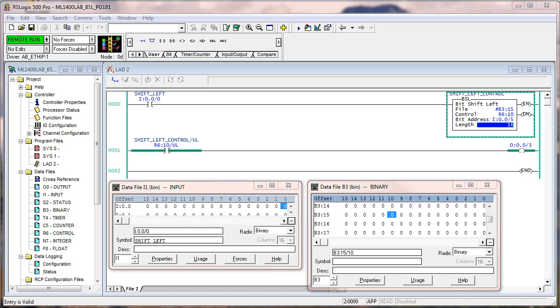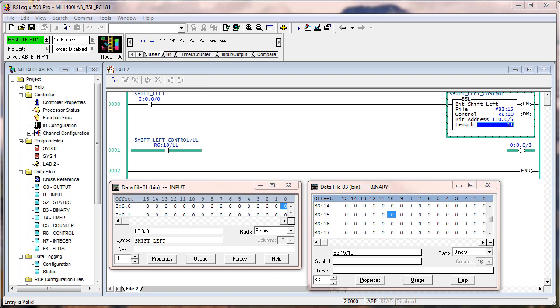That's the bit address that triggered the false to true transition for the BSL. Did the bit in B315 change state when you toggled input 0 on or off? It changed state when you toggled it on, so it's the false to true transition. Then I had you shift the bit all the way through, and count how many false to true transitions to get it to bit 9. That's the 10th position. That's the length 10, bit 9. It took 9 transitions. Toggle input 0 once more.